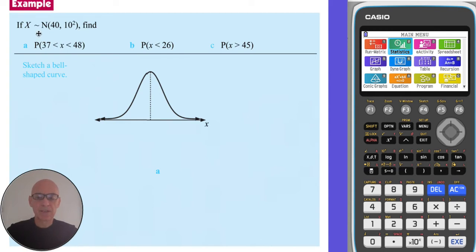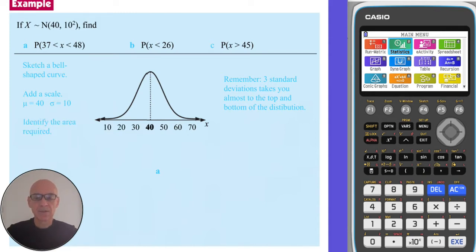Label the x-axis and identify the mean. The mean is 40, so place 40 in the center. Next, add a scale by using the standard deviation. The standard deviation is 10. Remembering that 3 standard deviations will take you almost to the top and to the bottom of the distribution. So add 3 tens above and subtract 3 tens below.